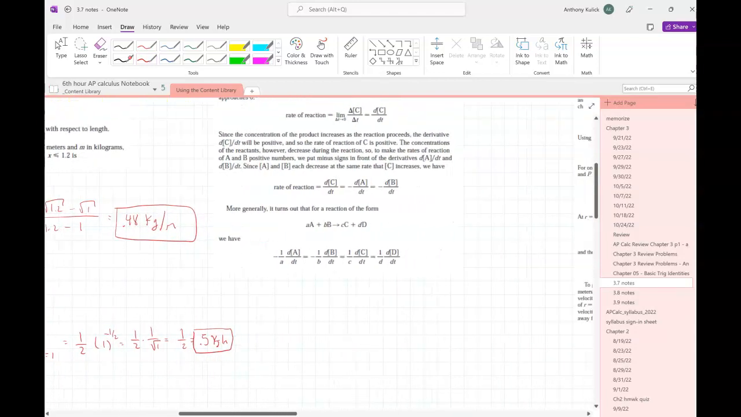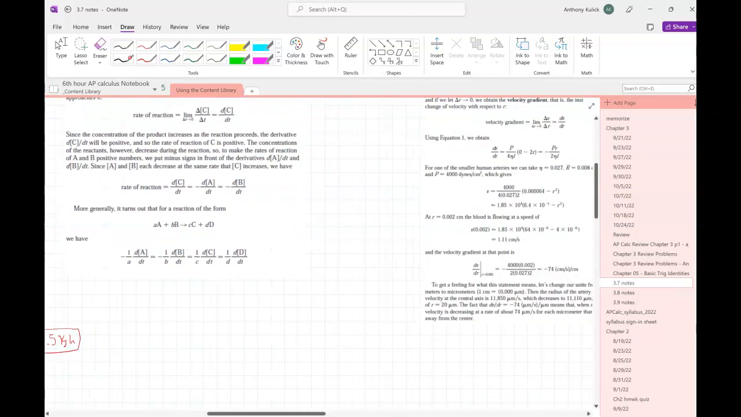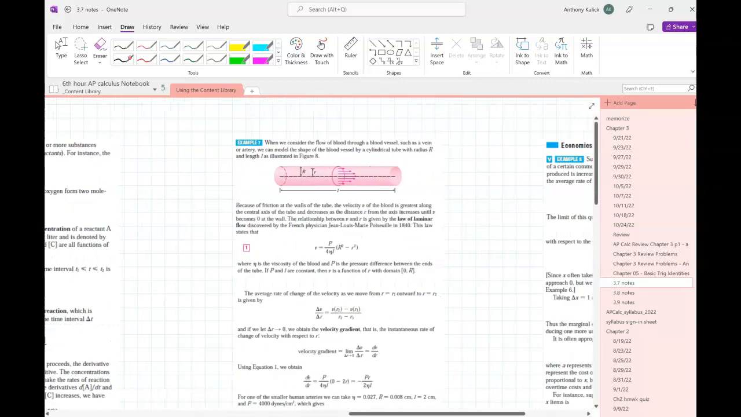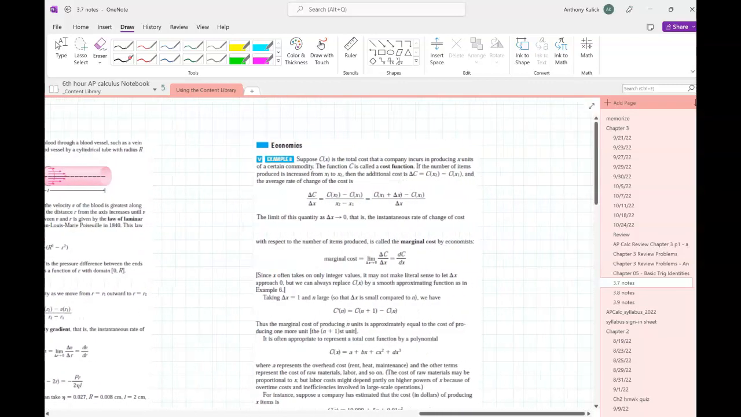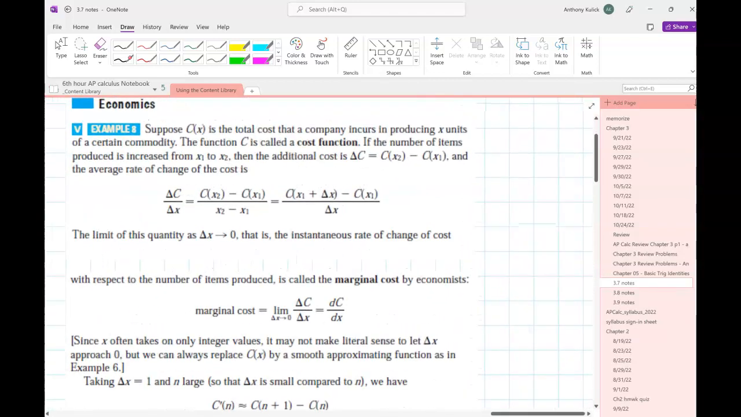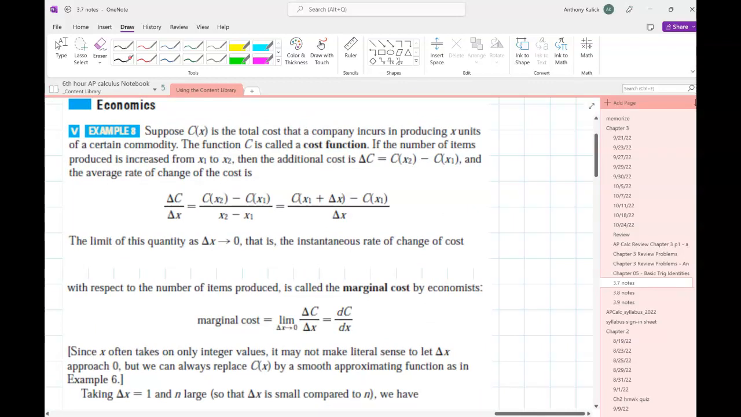I'm going to skip ahead a couple. So this was a chemistry one. What do we got here? This is like a biology blood flow one. I'm going to go to the economics one. I know that several people have expressed interest in calculus with regard to business. So let's skip to an economics problem. Sound good? I'm trying, guys. I know people have asked about it.